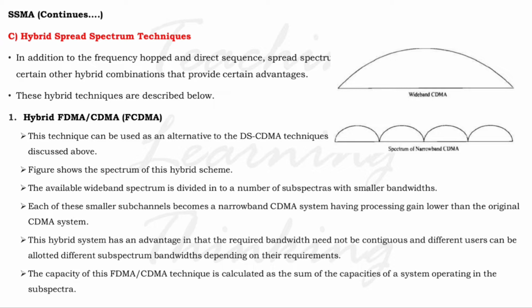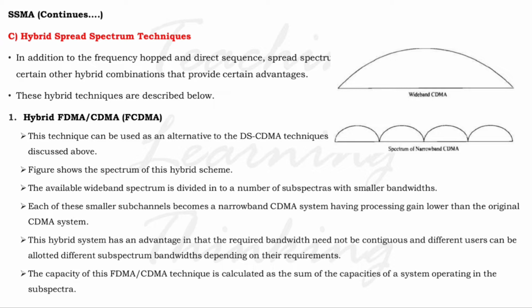The figure shows the spectrum of the hybrid scheme. There is a wideband CDMA spectrum and narrowband CDMA. The available wideband spectrum is divided into a number of subspectra with smaller bandwidth. Each of the smaller subchannels becomes a narrowband CDMA system having a processing gain lower than the original CDMA system.